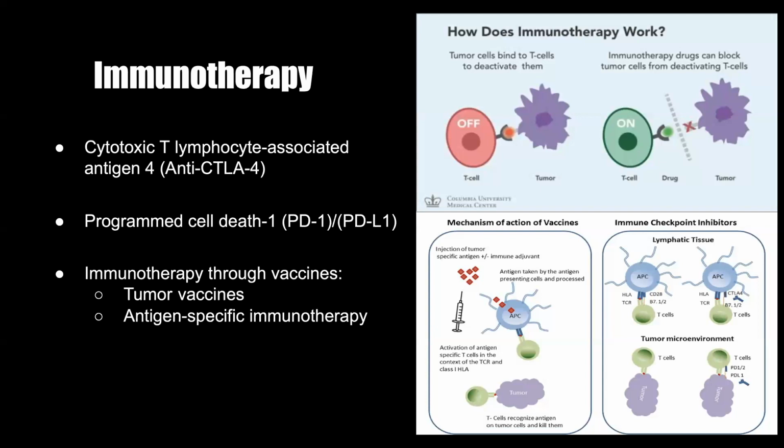And then we also have immunotherapy through vaccines. Two of these immunotherapies are tumor vaccines and antigen-specific immunotherapy. Tumor vaccines are developed from allogenic tumor cells, and the tumor vaccines work by exposing the host immune system to various tumor-associated antigens. And the antigen-specific immunotherapy incorporates specific anti-tumor immunity against antigens that are expressed on tumor cells.